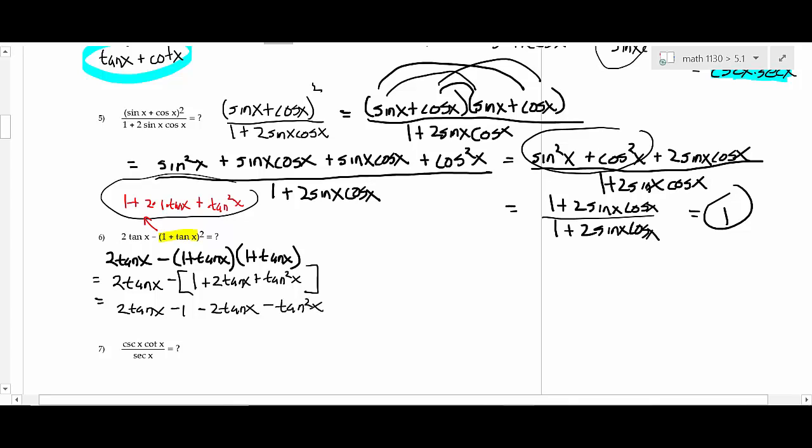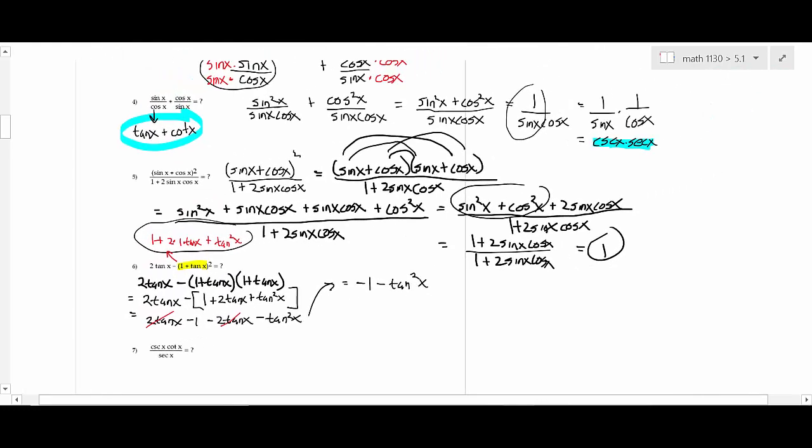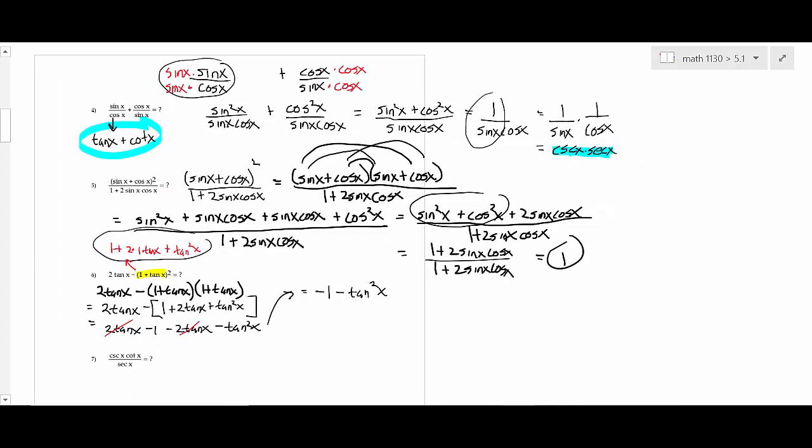like that. Okay, so what do you see happening? 2 tangents cancel. Okay, so that's good. So it looks like what we're going to have from here is that's equal to negative 1 minus tangent squared x. Okay, now I'm not going to give up on this because I have one other thought on this problem. So you have an identity that goes like this. Okay, one of your identities is tangent squared x plus 1 is equal to secant squared x. That's one of your Pythagorean identities.